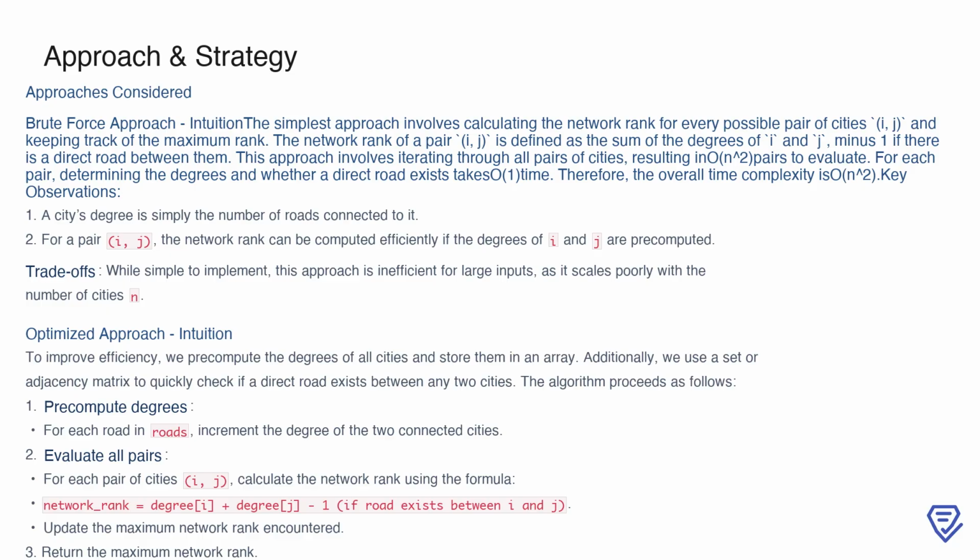However, the trade-off with this approach is its inefficiency for large inputs. With n cities, there are n² pairs to evaluate, making the brute force method impractical for larger values of n. While simple to implement, this method scales poorly and is computationally expensive as the number of cities grows. This led us to consider a more optimized approach.